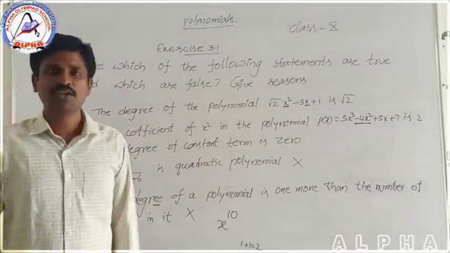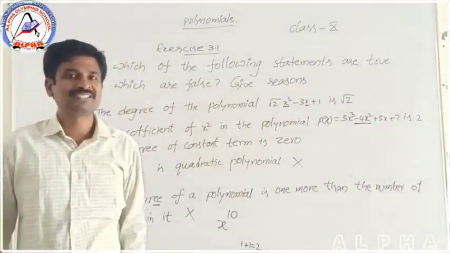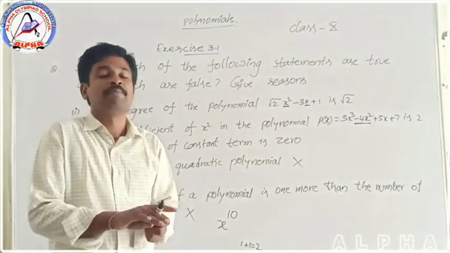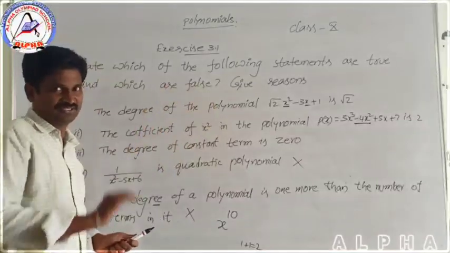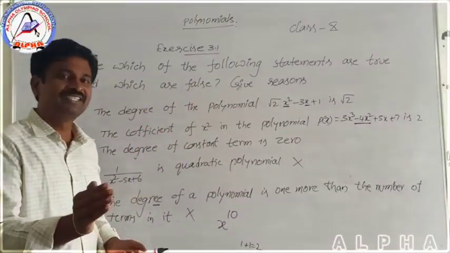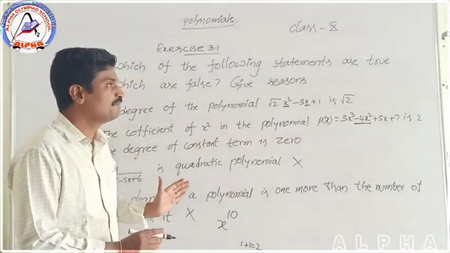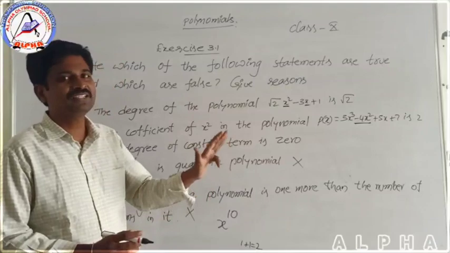Here, what is the correct statement? If a polynomial's degree is n, then the maximum number of terms in that polynomial is n plus 1.